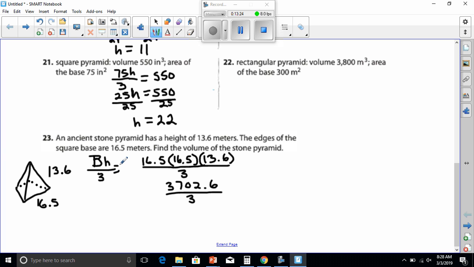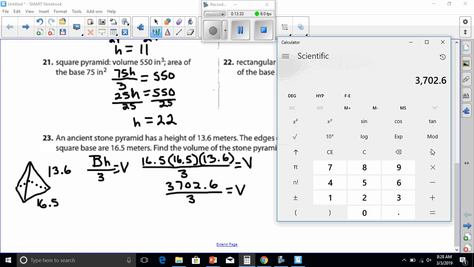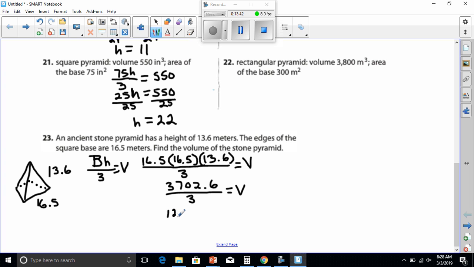Remember, this equals the volume. If we take that answer that we had and divide it by 3, we realize the answer must be 1,234.2. 1, 2, 3, 4. Kind of nice how that worked out in 0.2. And since we're talking about meters, we're doing meters cubed.